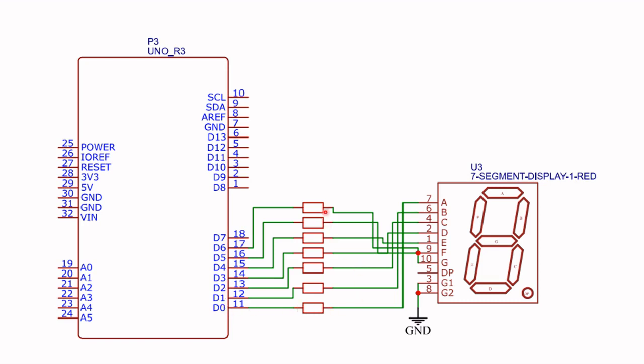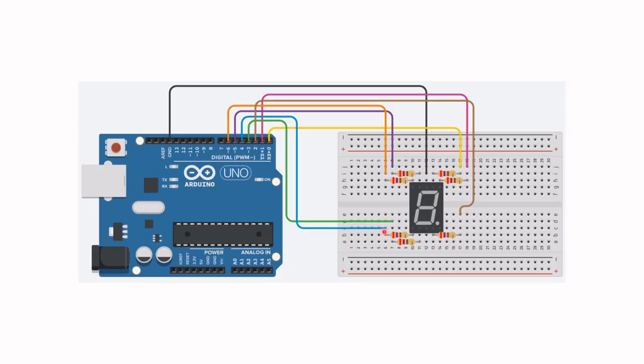All right, so here is the schematic or the circuit diagram. This is a common cathode 7-segment display. And here is the wiring diagram for the hardware. So here is the 7-segment with the resistors. These are 220 ohm resistors.